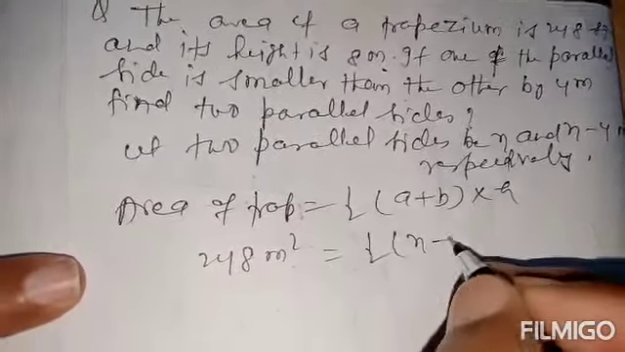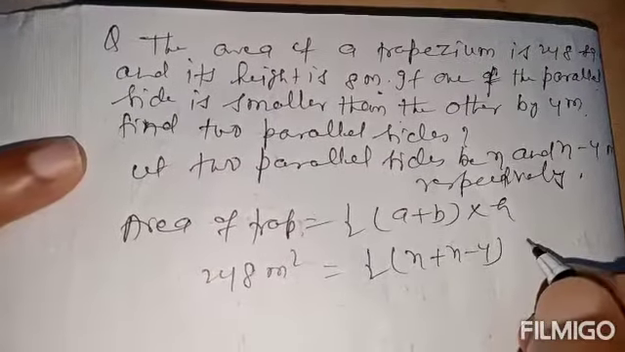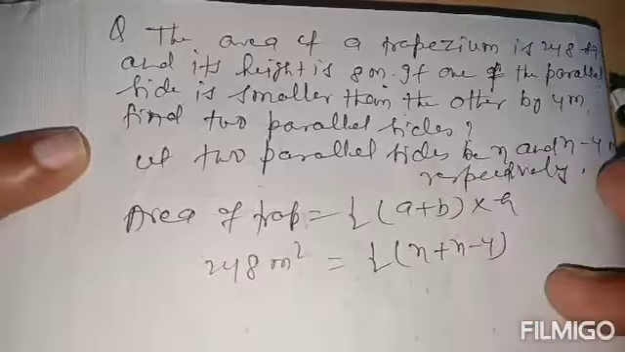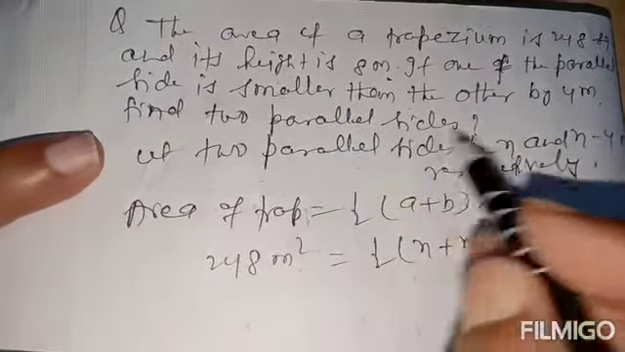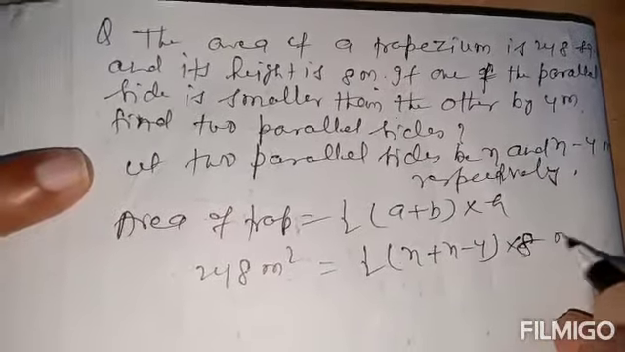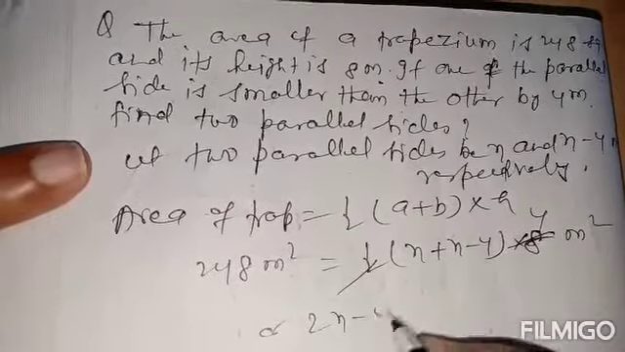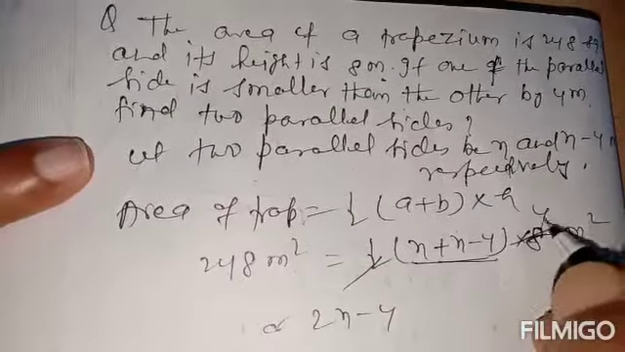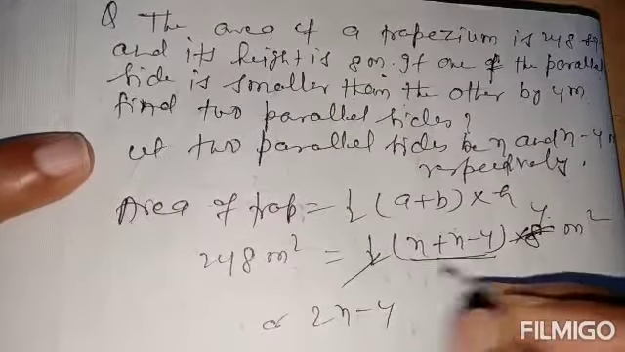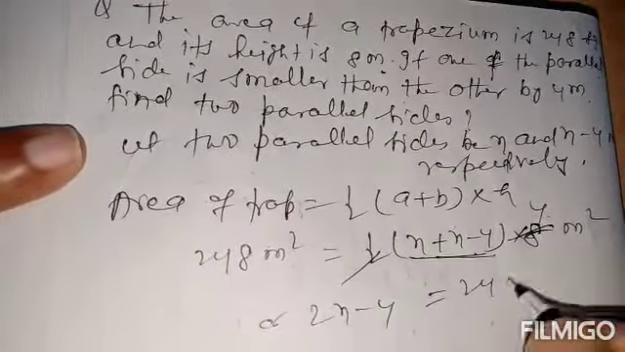One parallel side is x, the other is x minus 4, and the height is 8 meter, and the area is given as 248 meter square. So 2x minus 4, multiplied by 4, so 2x minus 4 is equal to 248 by 4.